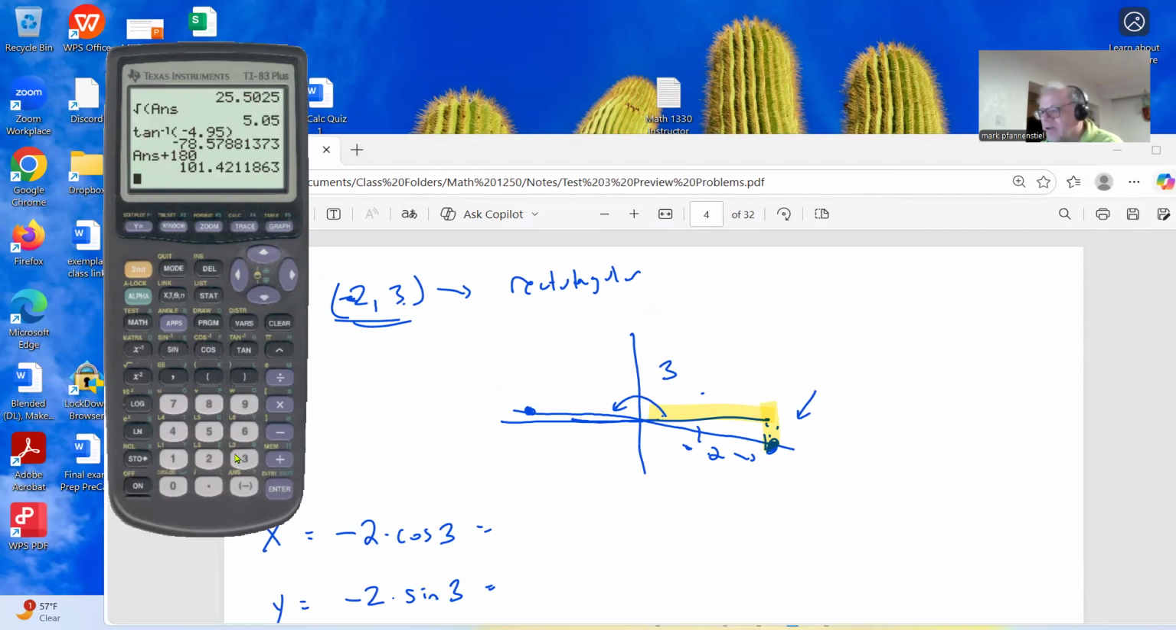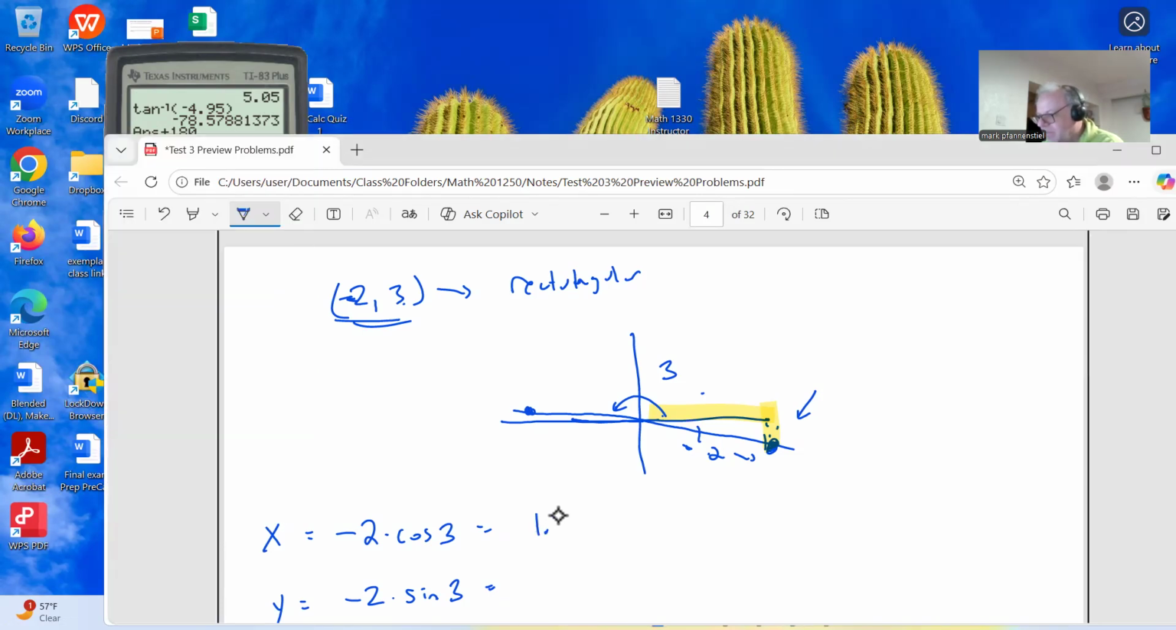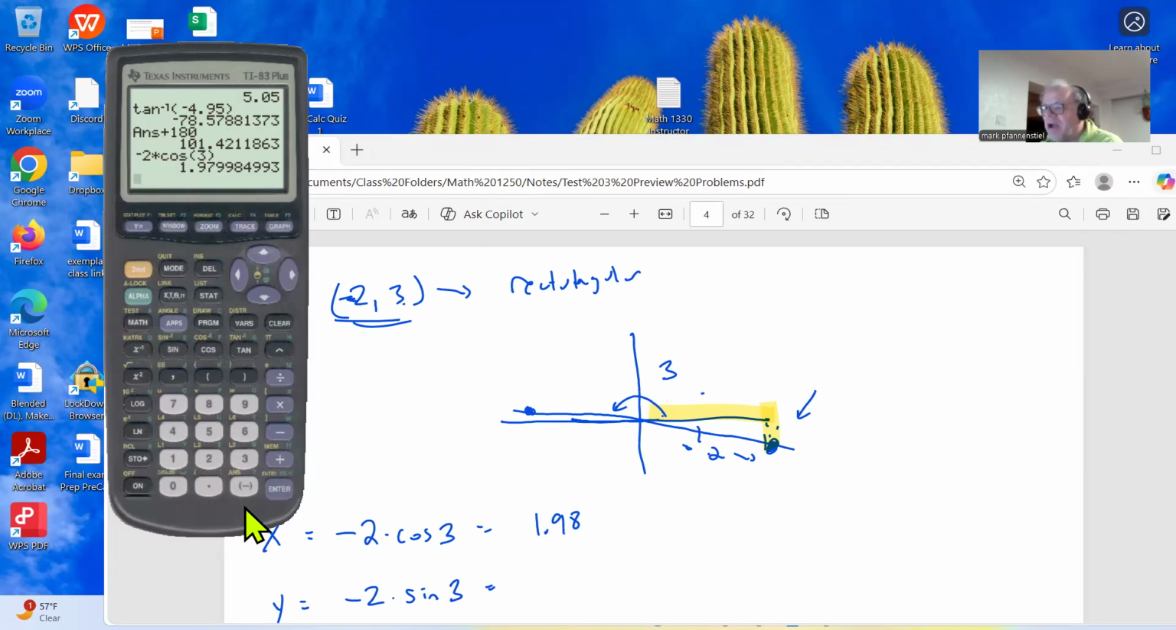I'm going to quit out of this. So I'm going to say we have -2 times cosine of 3. And let's see what happens. Okay. So I ended up with 1.98. So my x value is 1.98. My y value, I'm going to say the same thing, -2 times sine of 3 equals.